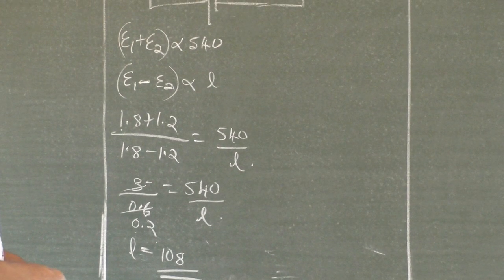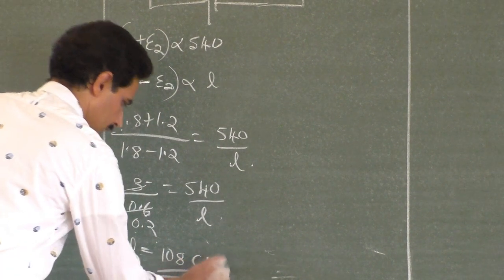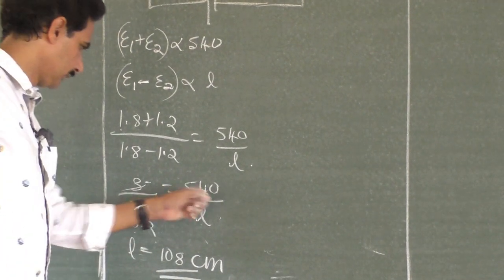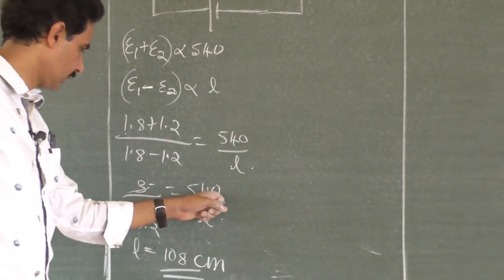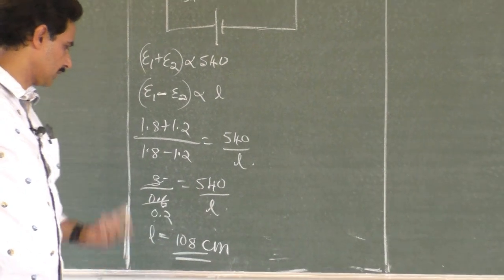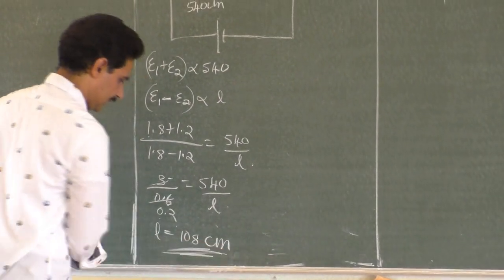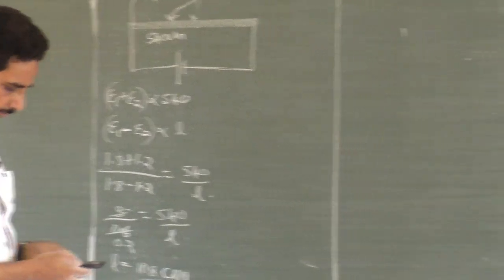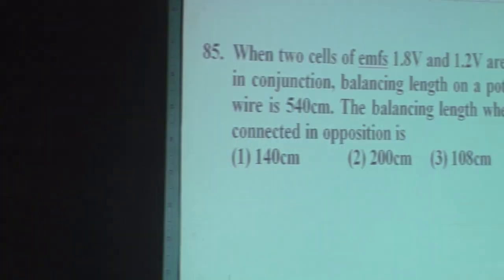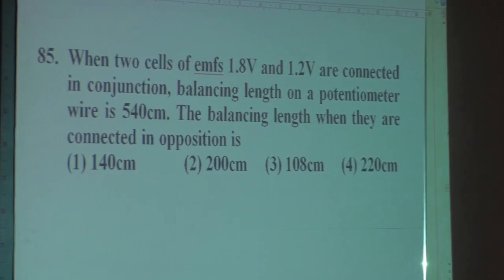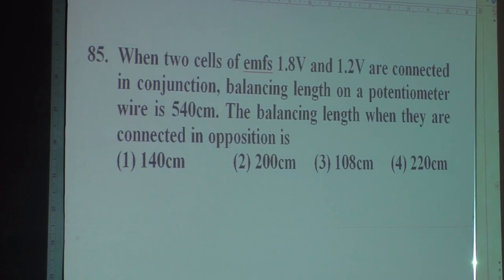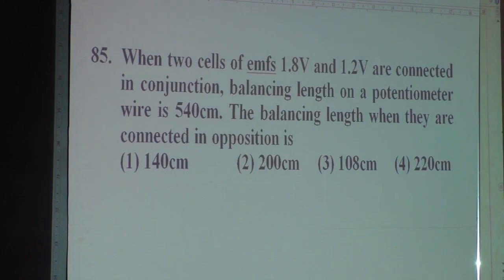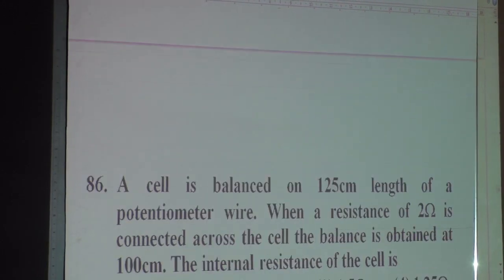Balancing length is 108 centimeters, correct? So this is 108 because 54 twos are 0.1, this 0 will consume this point. 54 twos are 108. So 108 centimeters. The option is the third option. Yes, it is 108 centimeter. Very easy problem. Only you have to know what is conjunction, opposition and all. We will move on to the next one.